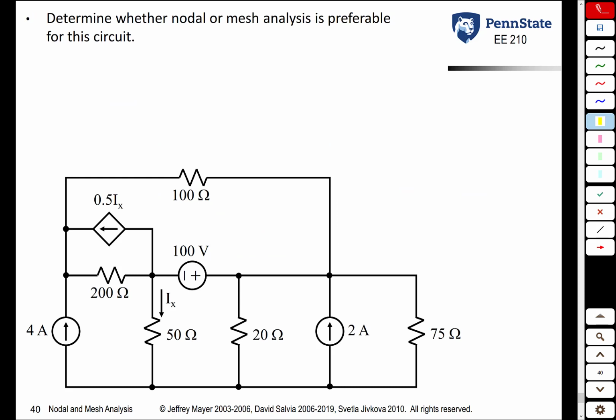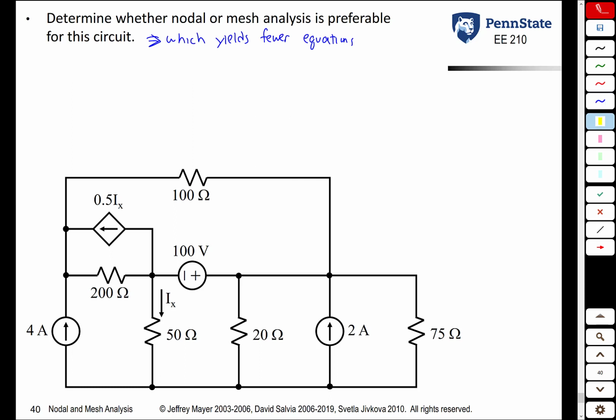So here we have a circuit, has a dependent source, 3 different independent sources, and a lot of resistors. And we're asked to determine whether nodal or mesh analysis is preferable for the circuit. In other words, we want to find which one has fewer equations. So let's look at nodal analysis first.